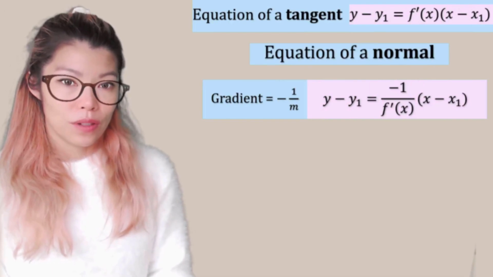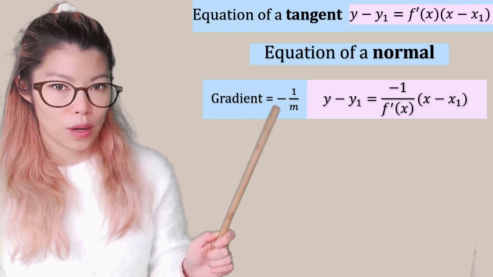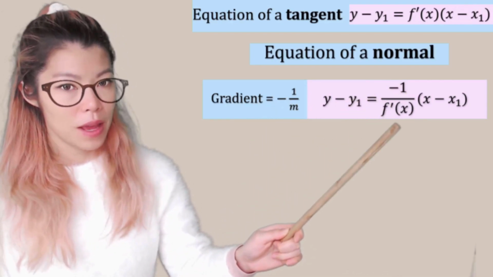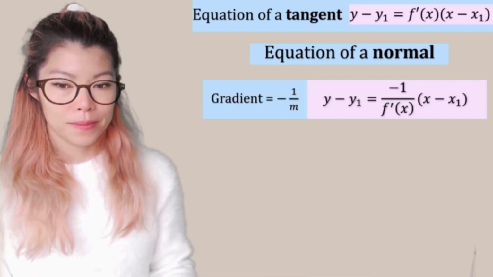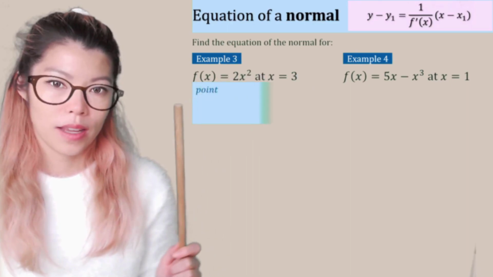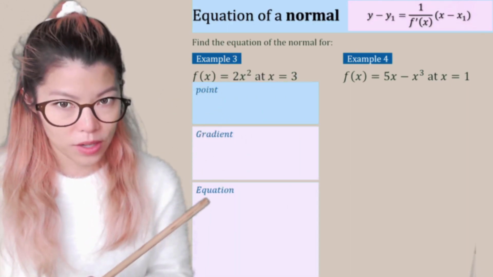What about the equation of a normal? Well, we know the normal has a gradient of minus 1 over m. So this time we're going to write minus 1 over, instead of m, we'll write f dash x. Let's do an example with the normal. Again, it's very similar to finding the tangent line because we have a point, a gradient, and an equation.